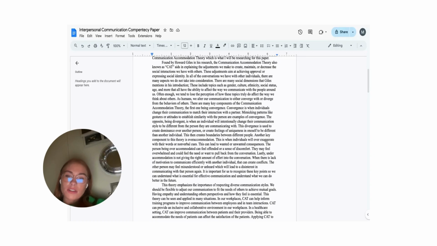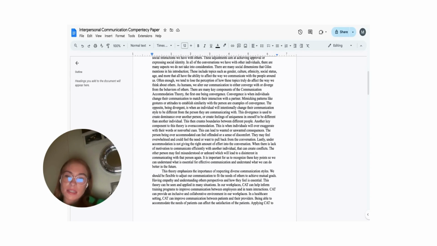In all of the conversations we have with other individuals, there are many aspects we do not take into consideration. There are many social dimensions that Giles mentions in his introduction. These include topics such as gender, culture, ethnicity, social status, age, and more that all have the ability to affect the way we communicate with the people around us. Often enough, we tend to lose the perception of how these topics truly do affect the way we think about others. As humans, we alter our communication to either converge with or diverge from the behaviors of others.